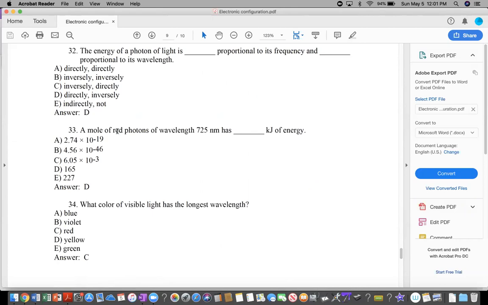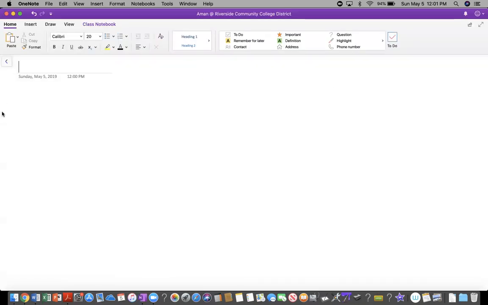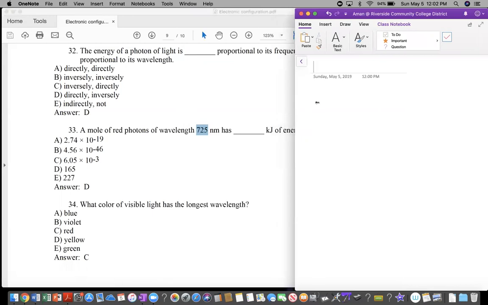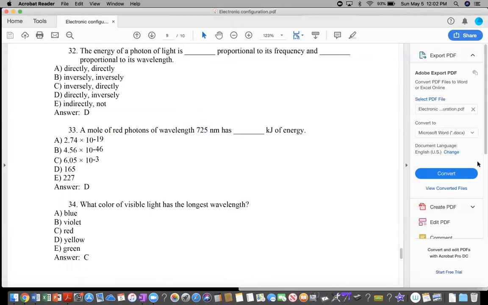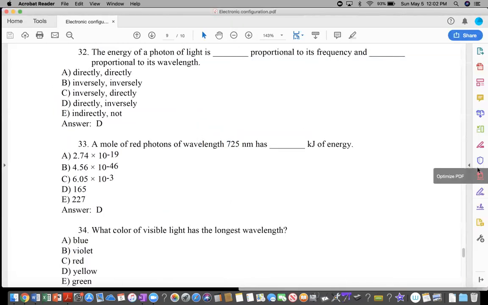So here it's saying a mole of red photons of a given wavelength. You're given the wavelength, and you have to find energy in kilojoules. First you can find it in joules and then change it to kilojoules. Do you know what equation to use here? No, I don't. I know the wavelength symbol is like mu, right? It's a lambda. Mu is the frequency symbol.